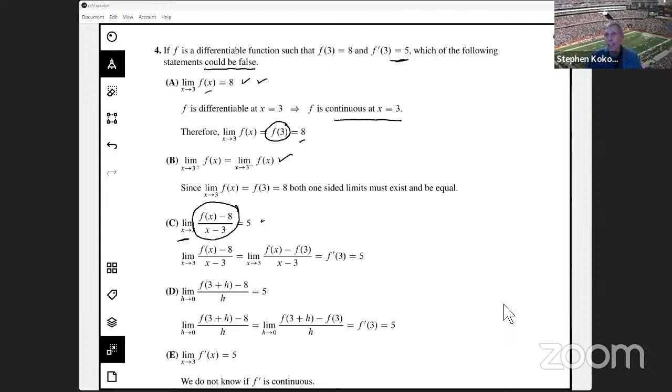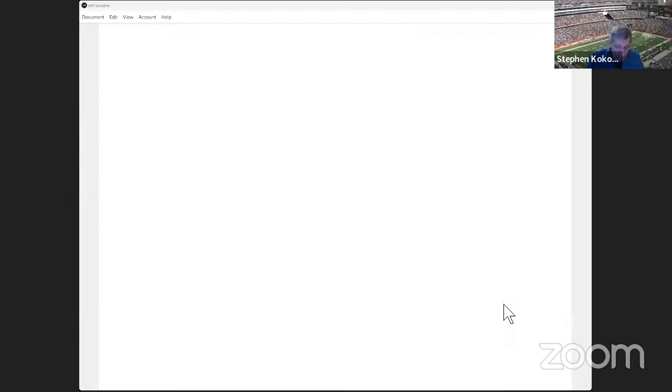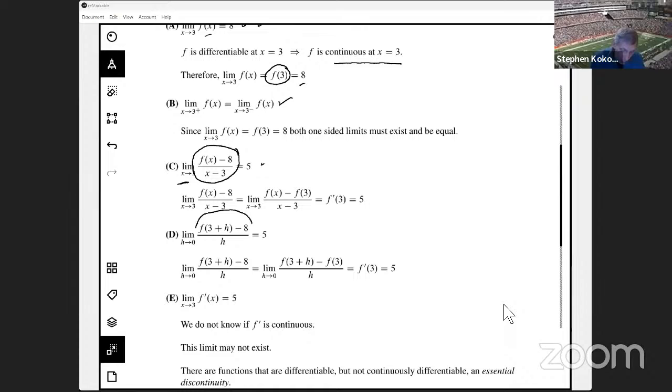When are we going to run across an expression that could be false? In D, this is again a difference quotient, which we've been talking about tonight, and again is a definition of the derivative, and we know that's 5, that was given to us. So, son of a gun, it's got to be E, but boy, this is a tough problem, I think. This is hard to see, hard to visualize.